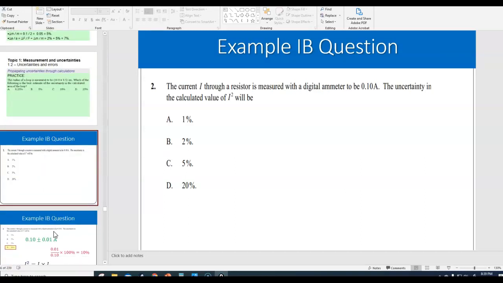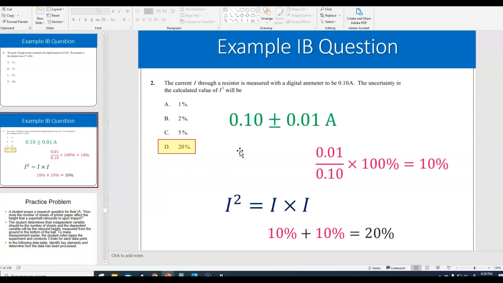Okay, so the correct answer to this question is D. Remember, a digital measuring device, this is a digital ammeter, has an uncertainty of plus or minus 1 in the last decimal place. And so the uncertainty is taken to be plus or minus 0.01. And if you convert that to percent uncertainty, you get 10%. I squared means that you're multiplying, and so you need to add the percent uncertainty in I plus the percent uncertainty in I. That would be 10 plus 10, which is 20%.